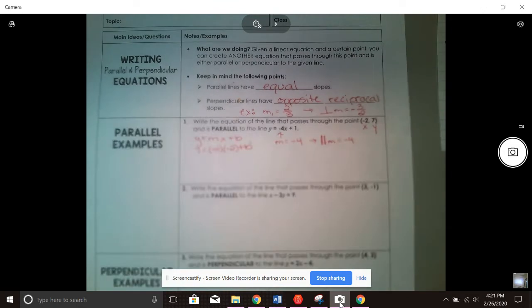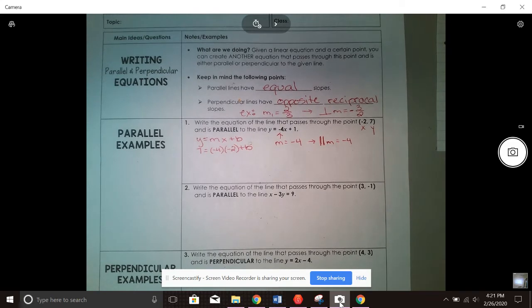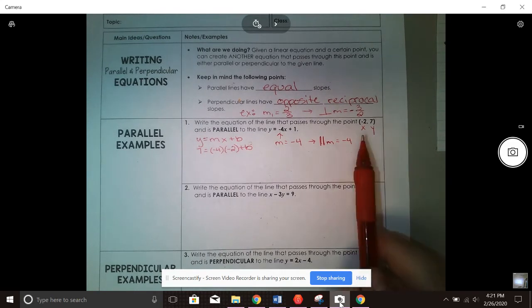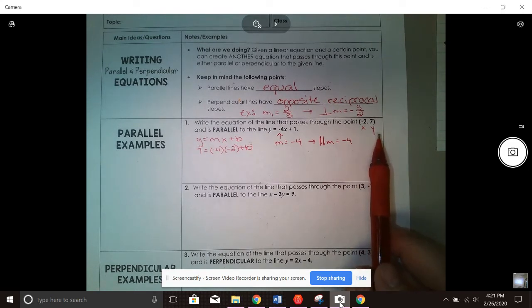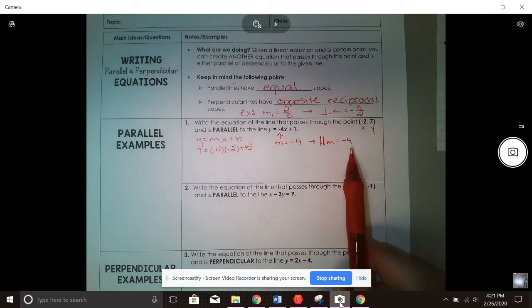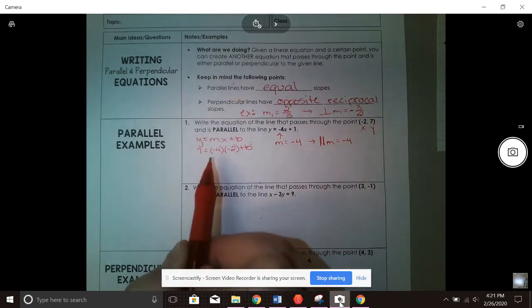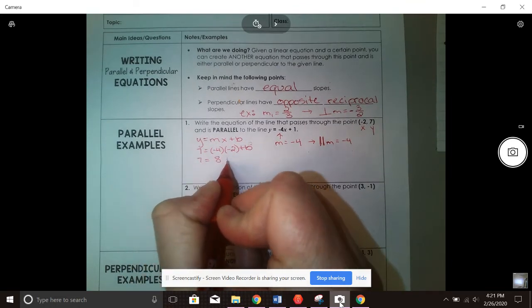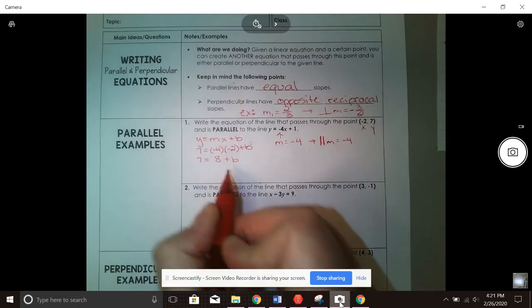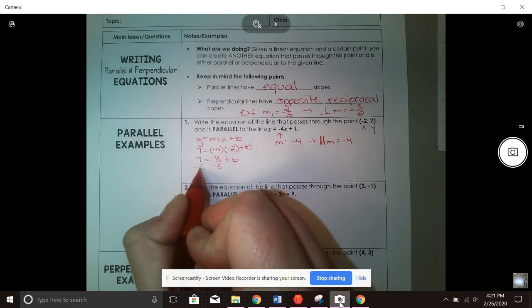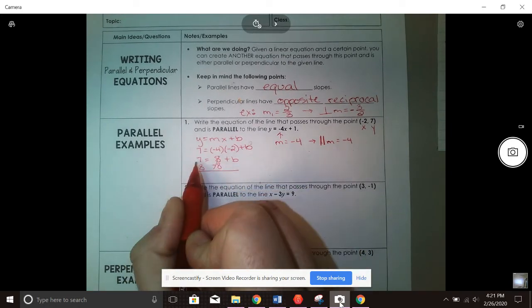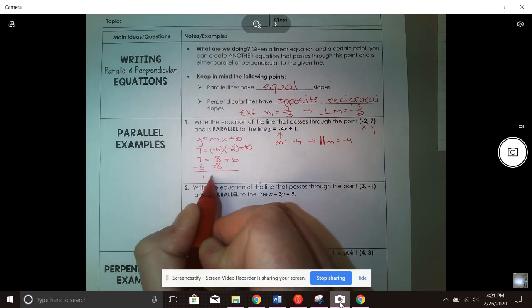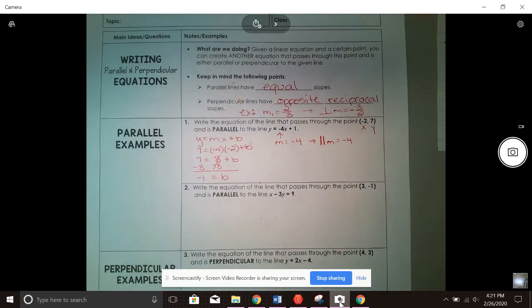Now that looks really similar to work we've already done in this unit. We're plugging in an x and a y for the point, and we're plugging in a slope value. Now we solve. -4 times -2 is 8. To get b all by itself, I need to subtract 8 from both sides. 7 take away 8 is -1, and that's equal to my b value.